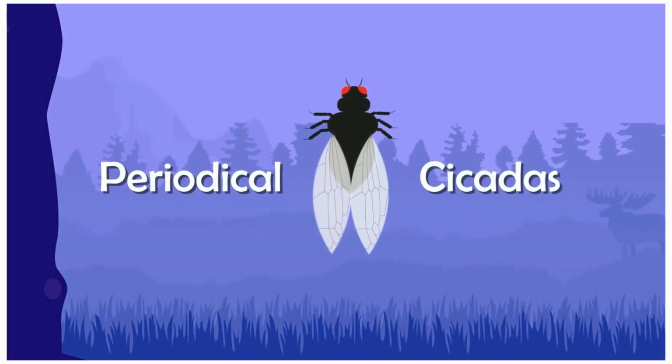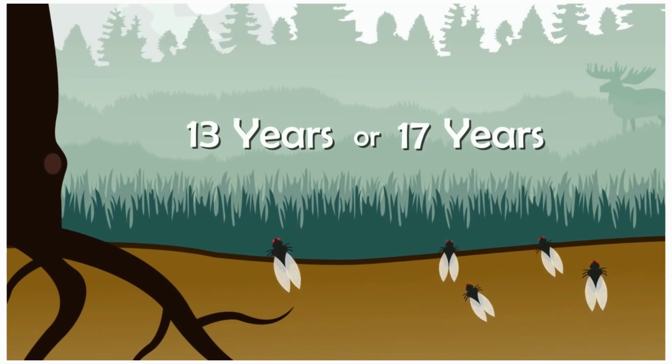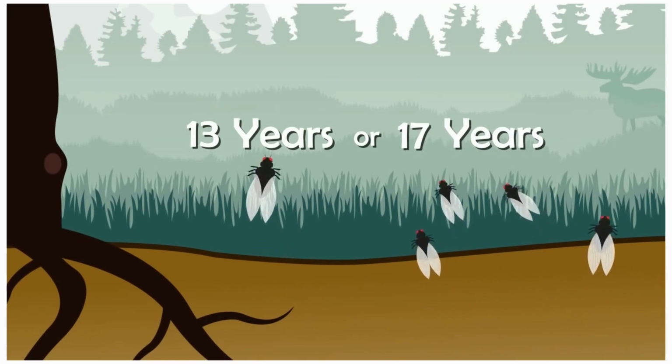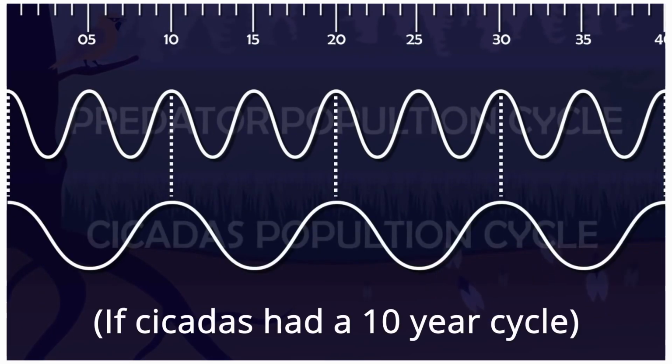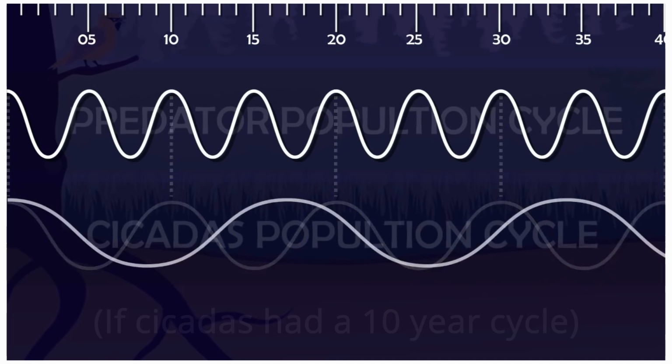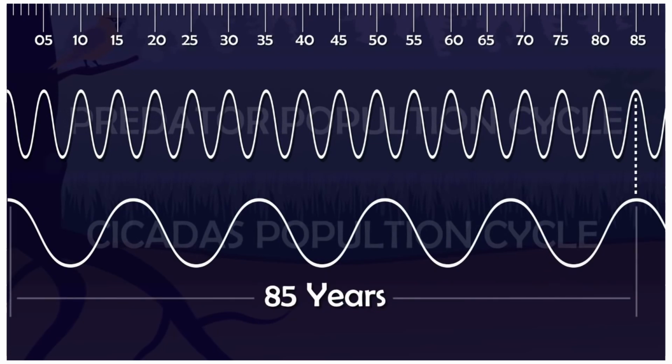A species of cicadas named periodical cicadas stay underground for 13 or 17 years, which are prime numbers, before resurfacing to mate and lay eggs. Most predators of cicadas have 5-year cycles in their population, and given that cicadas come out every 17 years, their appearances normally wouldn't coincide with their predators. It would take 85 years for these cycles to meet, so I guess cicadas are pretty darn smart.